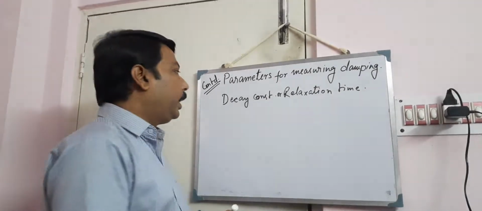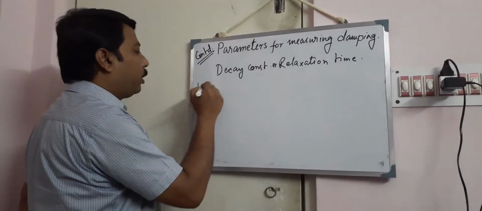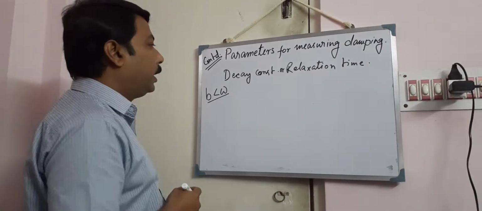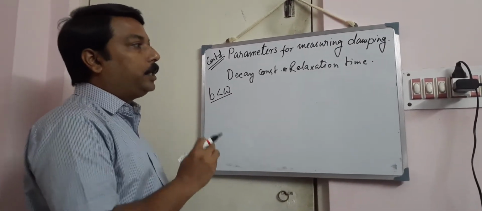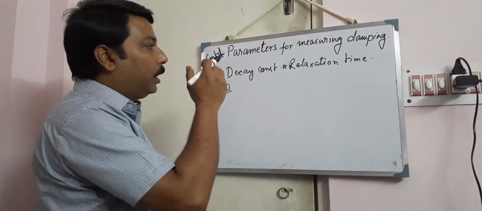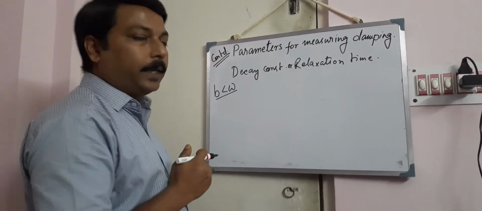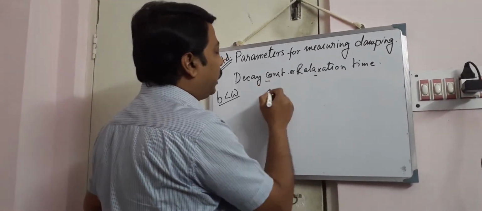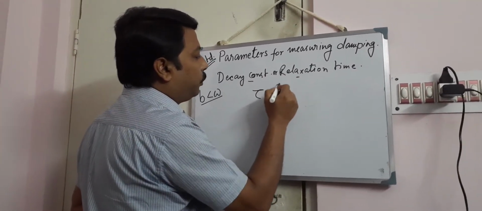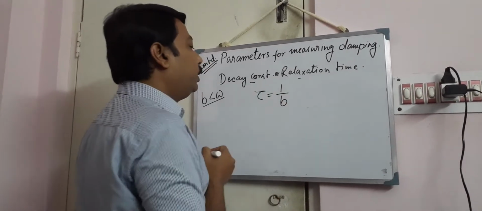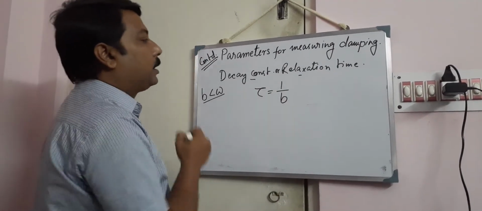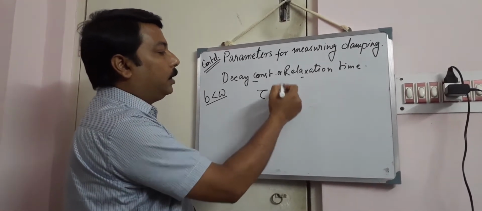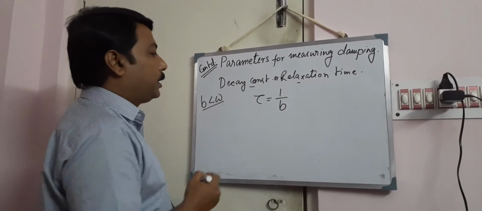So if you take a weakly damped oscillator, that means we are talking of the b less than omega case, or we also call it an underdamped oscillator. Now the time in which the amplitude of oscillation will reduce to 1 by e times of the initial amplitude, that is what we call the decay constant or the relaxation time. And in the last lecture we have shown that this tau relaxation time comes out to be the inverse of the damping factor b. So 1 by b is the relaxation time.